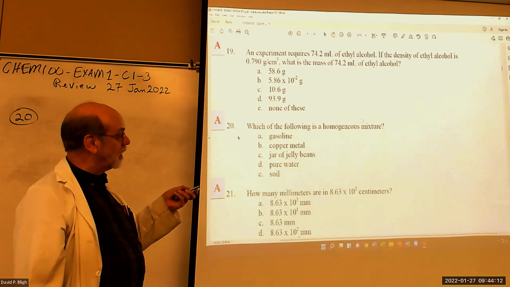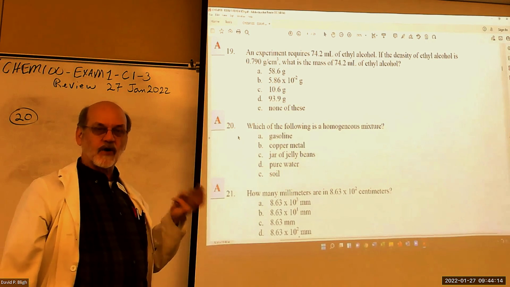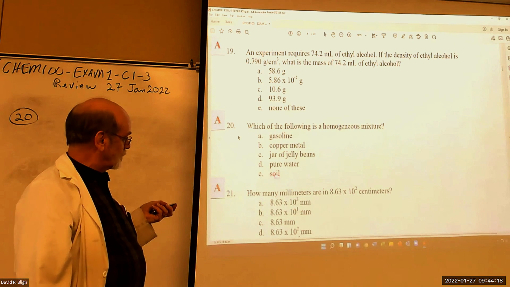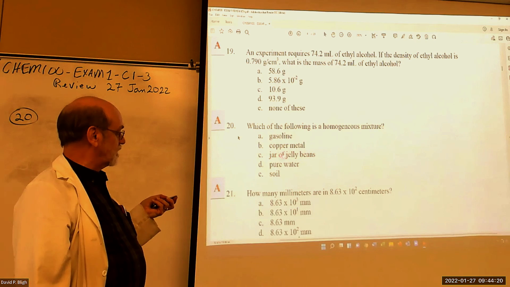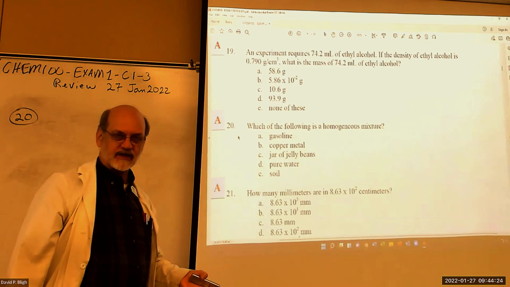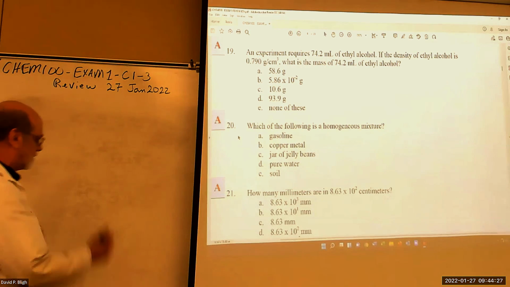Right? Then we look for homogeneous. Which one's homogeneous? Well, we can eliminate the heterogeneous ones. Soil's heterogeneous. Jelly beans are heterogeneous. So that leaves gasoline. That's the only one left. That's the homogeneous mixture.